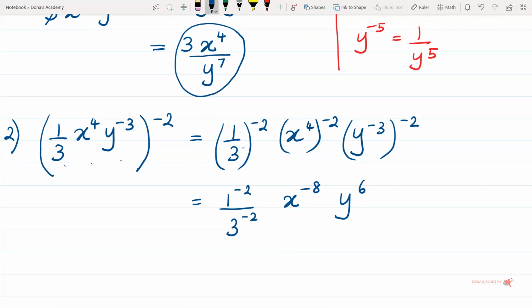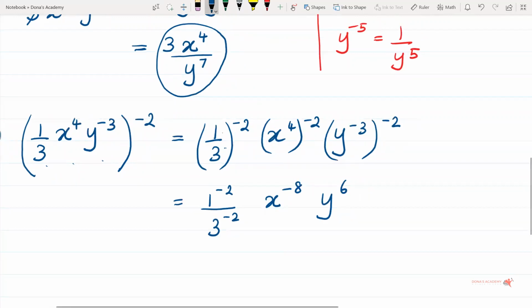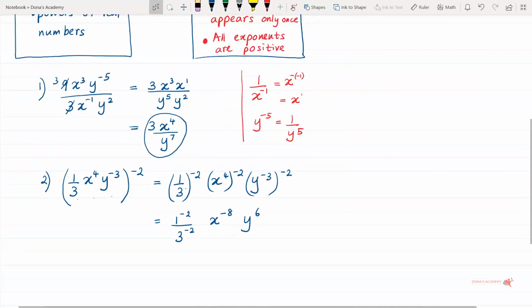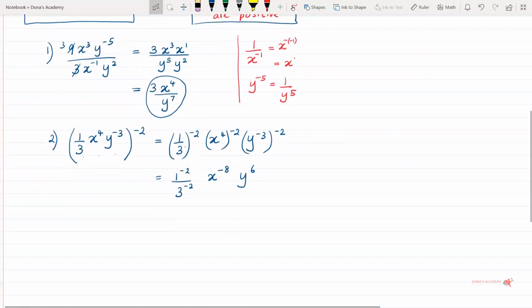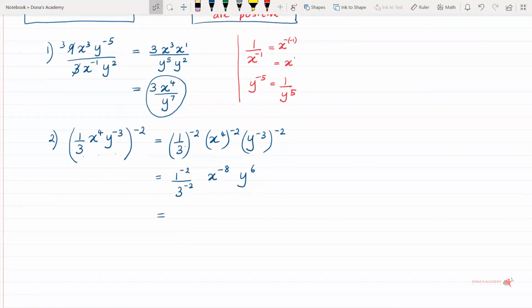All right, so we have done something. Now let's check the conditions. Each real number appears only once. That's okay, but not all exponents are positive. So let's do more calculations. So what is this one? 1 to the power -2. We can write it as 1 divided by 1 to the power +2. Now 1 squared is just 1, so this is 1.